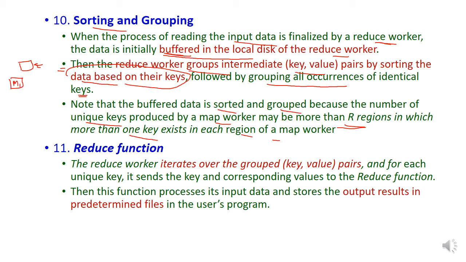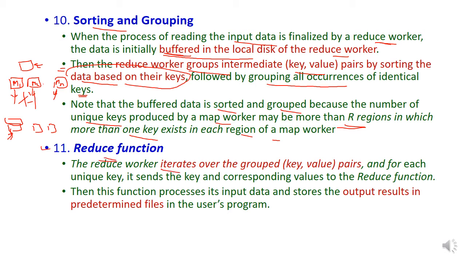Here we may have more map workers, M1, M2, up to Mn, and all these map workers will produce the intermediate key value pairs, and the reduce workers may be only 3, for example, and these will be reduced into only 3 regions, and those regions will be stored in the intermediate local disk of the reduce worker, right?